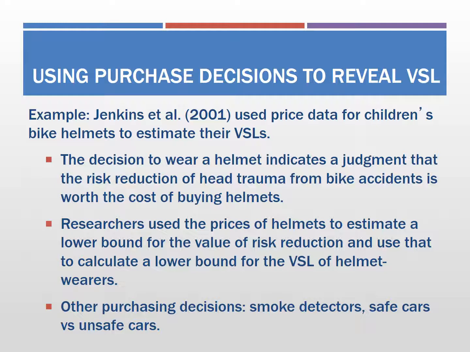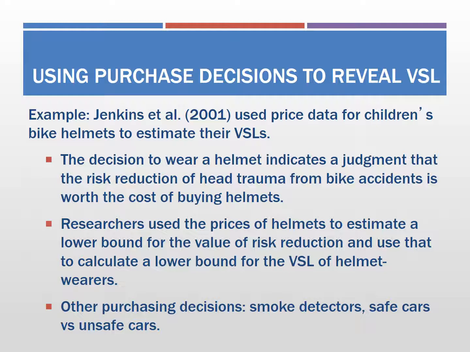The decision to wear helmets indicates a judgment that the risk reduction of head trauma from a bike accident is worth the cost of buying the helmets. I believe most of us agree that, to avoid head injury, buying helmets for, let's say, $60 or even $100 is totally worth the cost. So researchers use the price of the helmets to estimate the lower bound for the value of risk reductions, and use that information to calculate the lower bound for the value of life of helmet wearers.